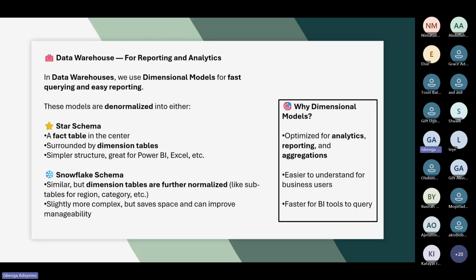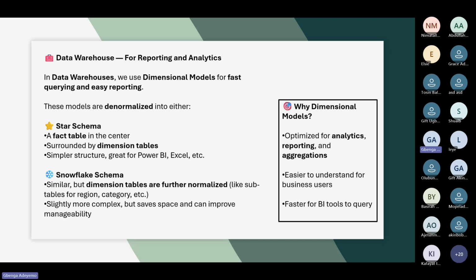What we call it in the OLTP is a normalized schema. Or you say your OLTP is in a normalized third normal form structure. It depends on how you want to put the sentence. But in a data warehouse, we use a dimensional model, and it comes in different variations. It's either a star schema or a snowflake schema.